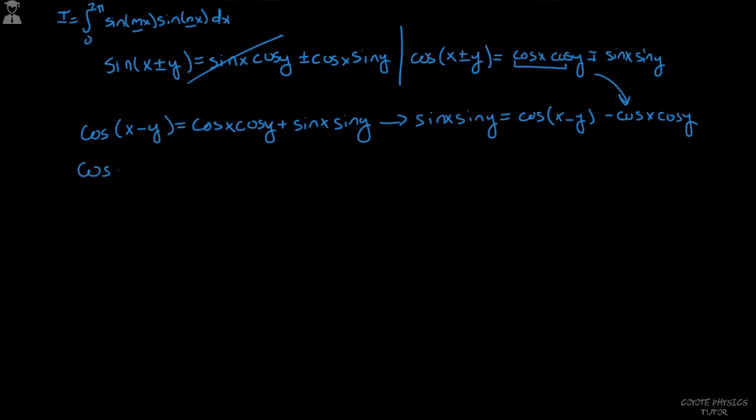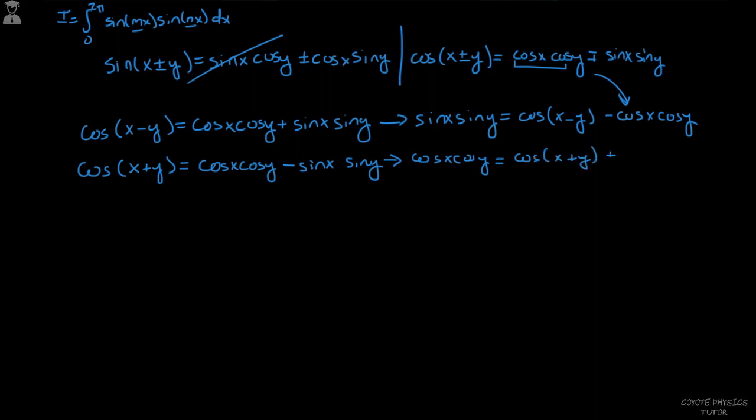So cosine of x plus y will be equal to cosine of x cosine y minus sine x sine y. And if I were to solve for that, I get cosine of x cosine y is equal to cosine of x plus y plus cosine of x sine of x sine y.